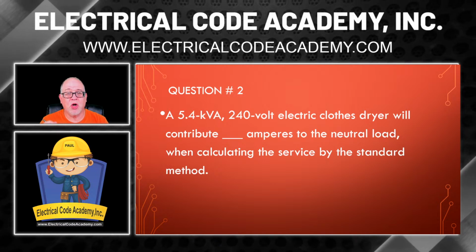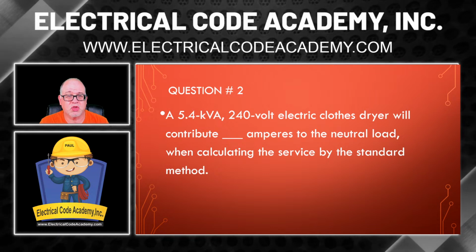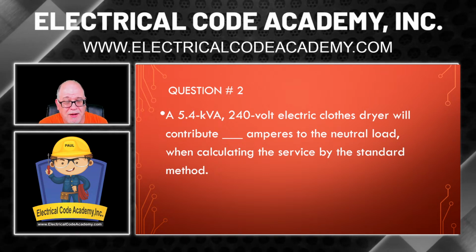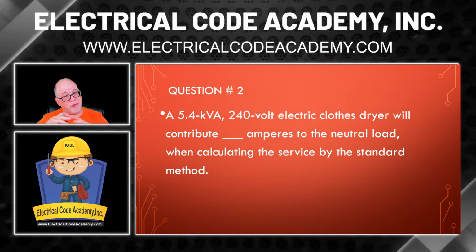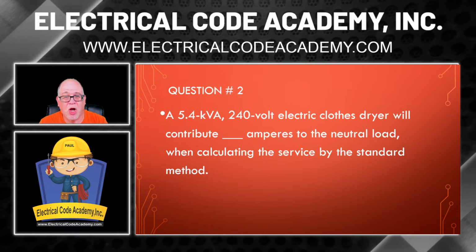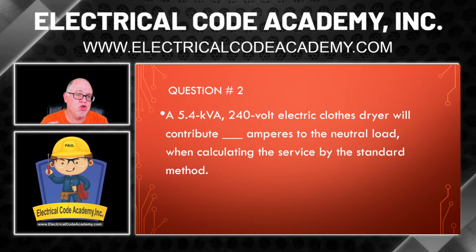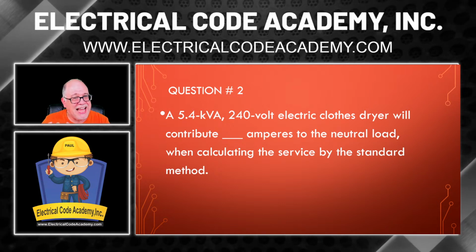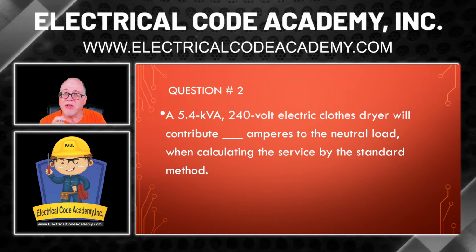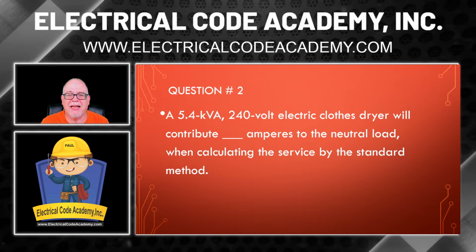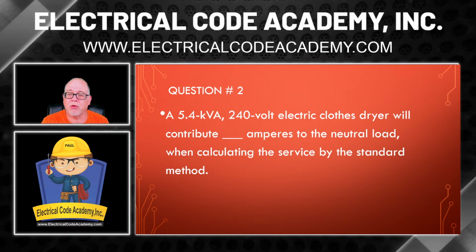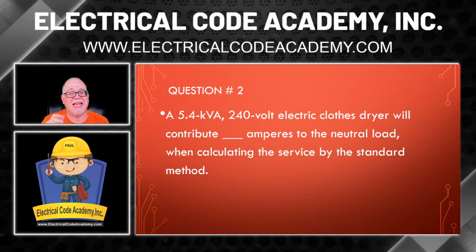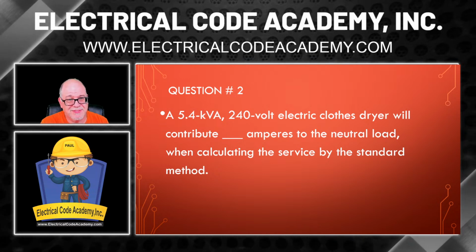Okay, so we know we're in the standard method. So we know that we're going to be deep within Part 3 of 220, because that's where the standard method is. We also know that this is asking about neutral contribution. So we know there are rules that have to apply to that as well. And there's a percentage of demand that we can apply to the value in order to get our contribution. But in this one, there's a little more math because we have to get this to amps, right?